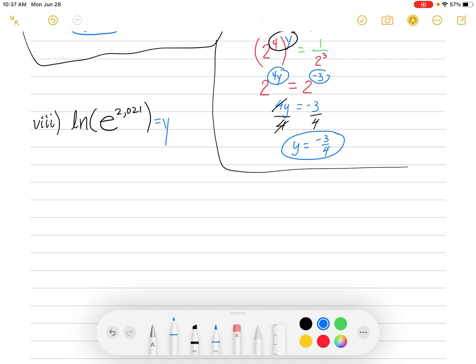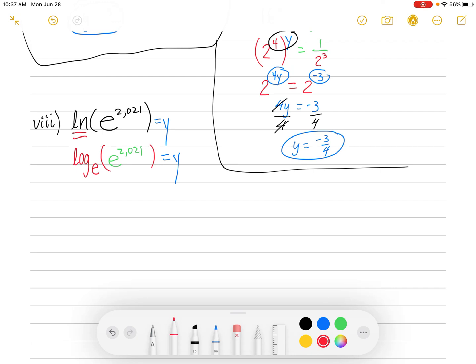ln, remember ln is the natural log, of e raised to the 2021. So this is called y. Let's set it equal to y. We don't know what it is yet. So remember what this is. When I see natural log, that means log base e. So I'm going to rewrite this. Log with a base e.